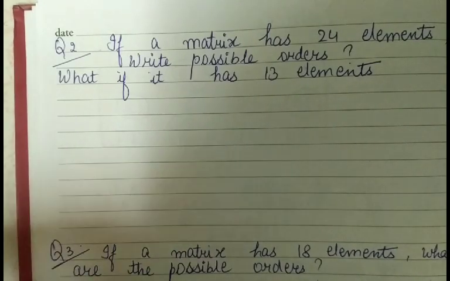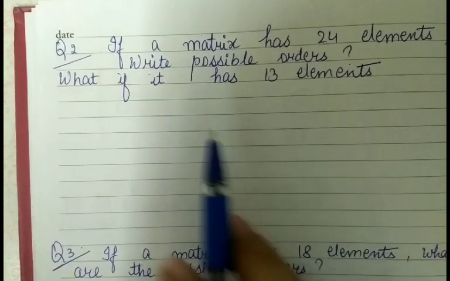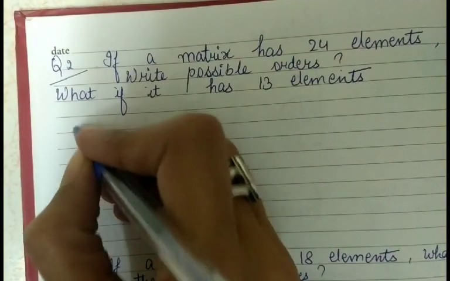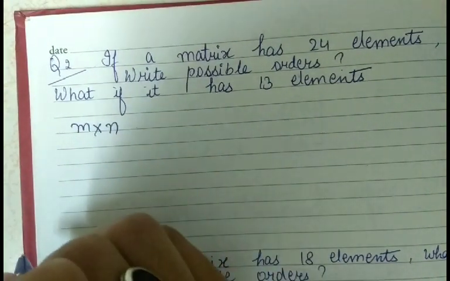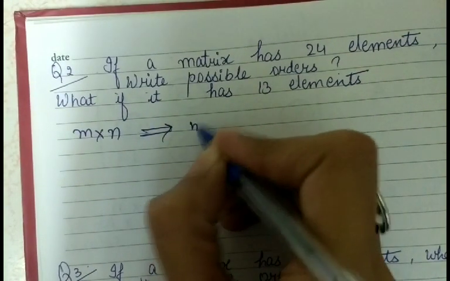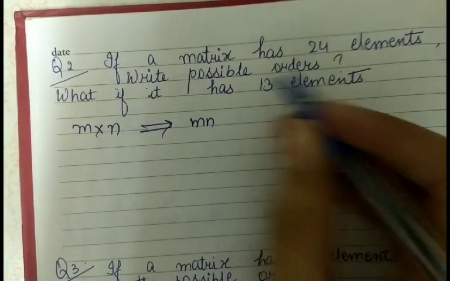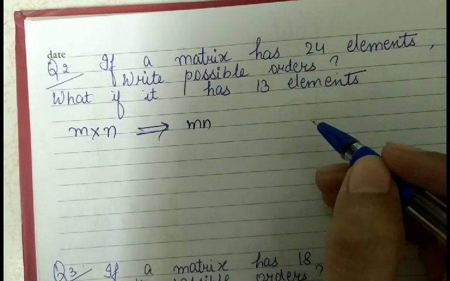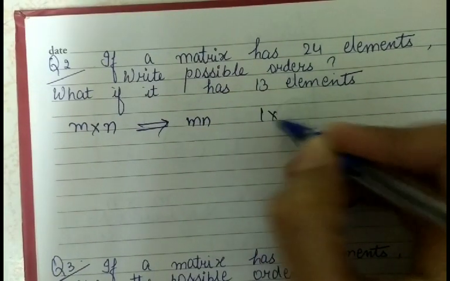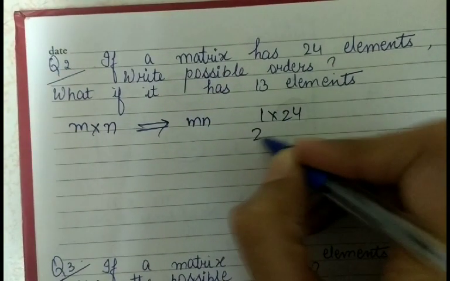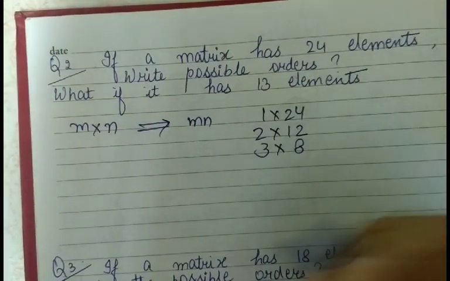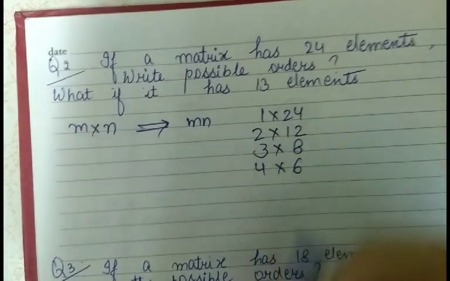Next, question number 2. If a matrix has 24 elements, write the possible orders. We know that if the order of matrix is m into n, then number of elements will be mn. Here it is given that number of elements are 24. So what can be the possible pairs of 24? It can either be 1 into 24, 2 into 12, 3 into 8, and 4 into 6.